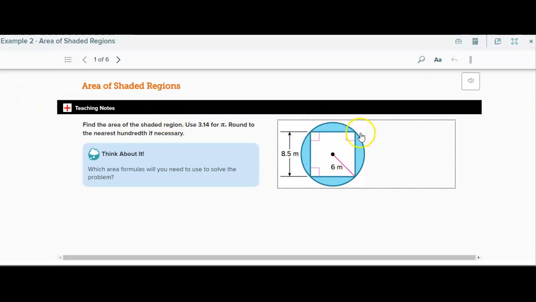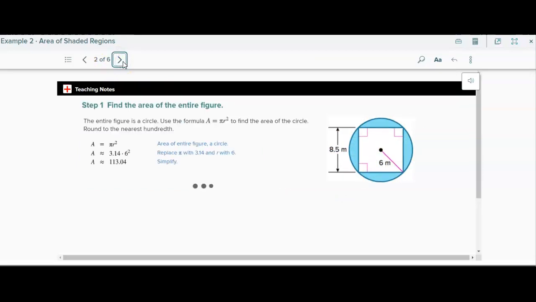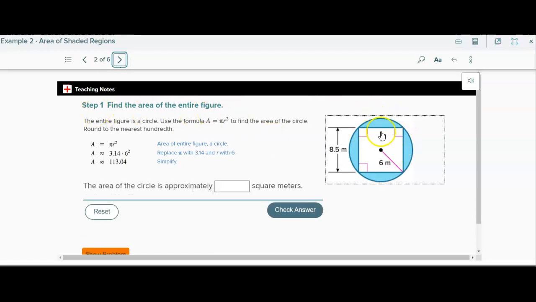We want to find the area of the shaded region, which is the blue. And basically what we have is a circle minus the square on the inside, and that's going to give us this shaded region right here. So let's look at this really quick. First, we're going to find the area of the entire figure, so the larger figure on the outside, which is the circle. And our area of a circle is this.